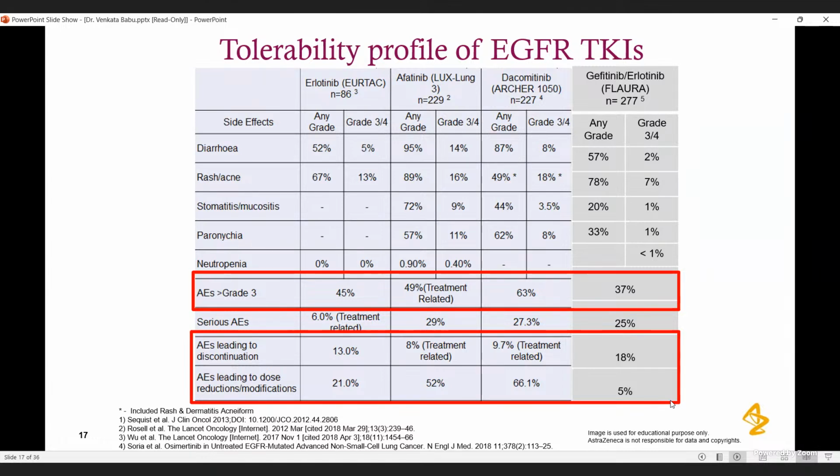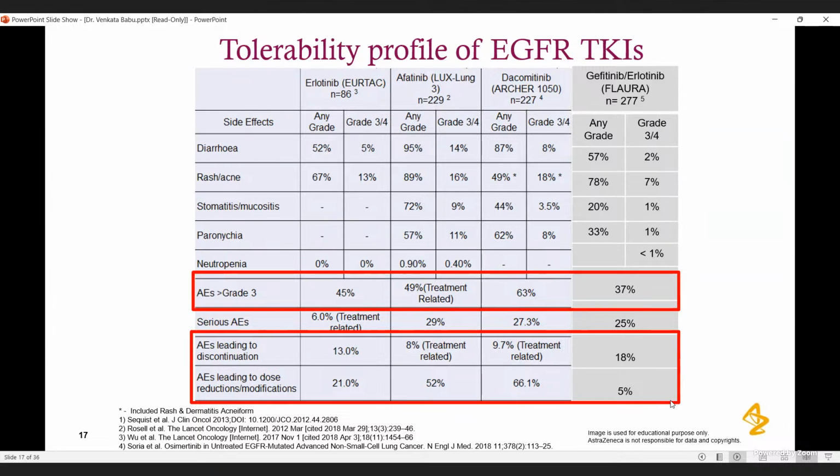In the same way, for the maintenance of hair, nails and mucosa, the nails are also affected, and so paronychia occurs. And in the bone marrow, it does cause neutropenia, although it is very, very rare, almost negligible. However, diarrhea and rash are significant side effects with first and second generation TKIs. The highest amount of diarrhea and rash are seen with dacomitinib, with diarrhea of 87% of any grade. And grade 3 or 4 is nearly 10%.